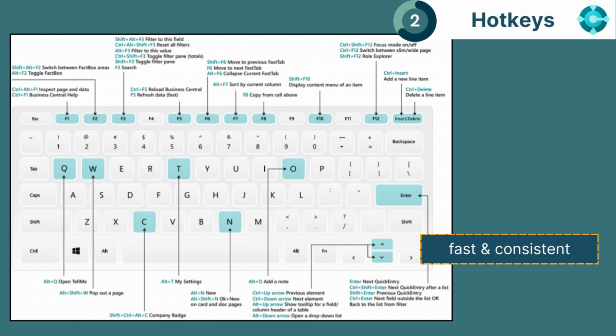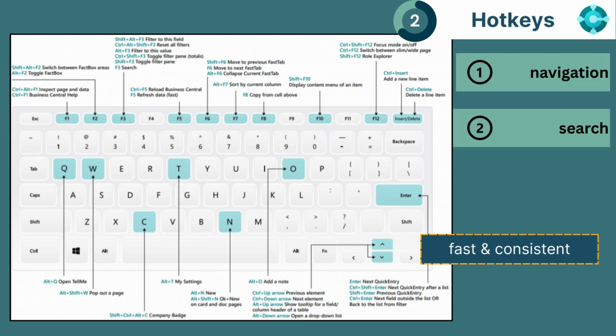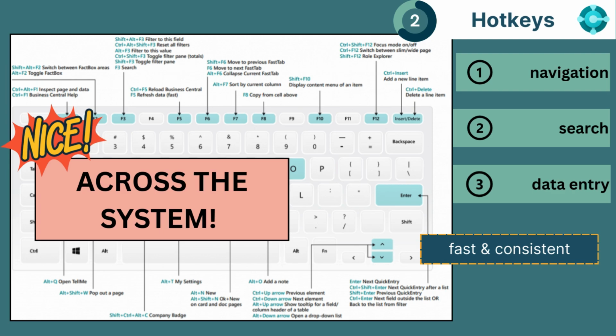In BC, we have system-wide modern shortcuts for navigating, searching, and data entry. For instance, Alt-Q opens Global Search, or Alt-T opens My Settings. GP is Windows specific and inconsistent. Business Central has more hotkeys, and they are universal and more consistent across the system.